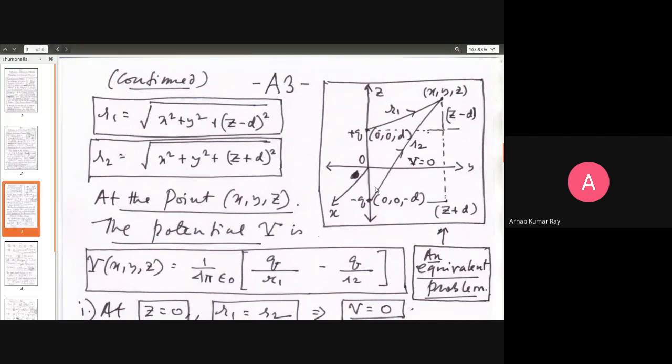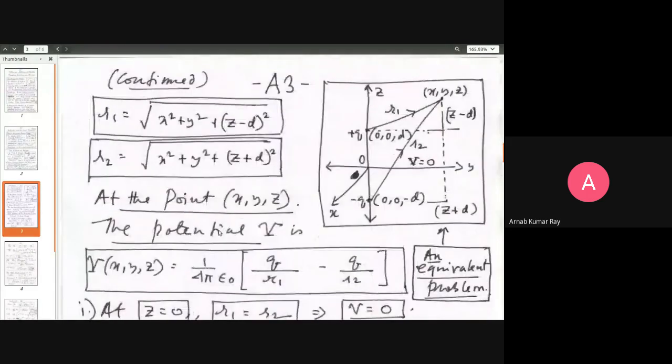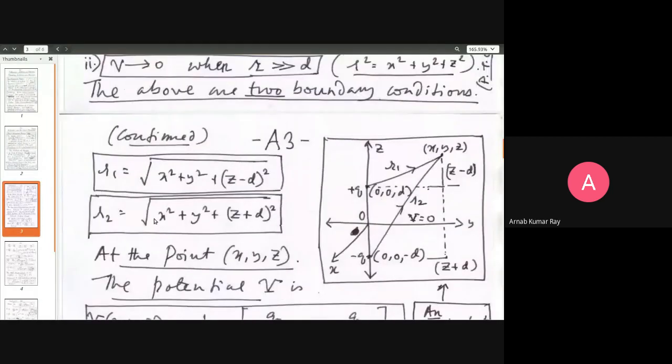At Z equal to 0, R2 will be equal to x squared plus y squared plus d squared. Z is equal to 0 here, Z is equal to 0 here, gone. So R1 will be equal to R2. If R1 is equal to R2, 1 by 4 pi epsilon naught times Q by R1 minus Q by R2 will be equal to 0. So V is equal to 0. So we have satisfied the first boundary condition by the potential function that we have equivalently crafted. This is the potential function that we have got, and with its help, we satisfy the first boundary condition.